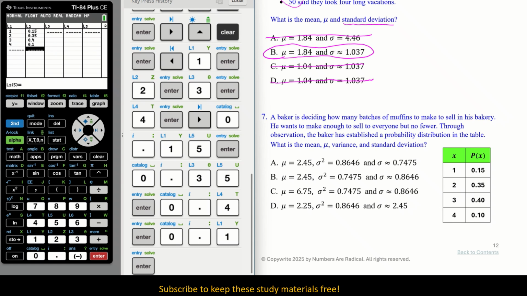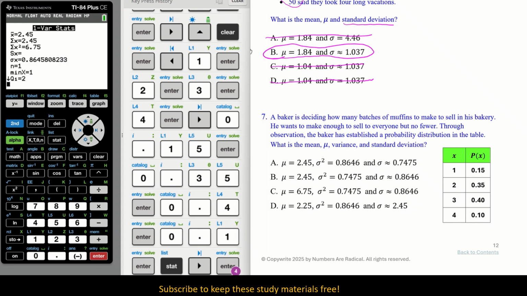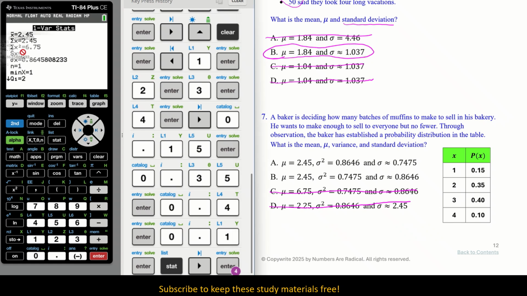I'm just double checking my numbers. Stat, arrow over, and it should be set up already, and it is in L1, L2. Press enter, and we can eliminate C and D. Now we're down to A and B. Of course, we don't know the variance until we calculate it. So let's go over to standard deviation. And looks like we don't have a good sample deviation, so let's go with what they give us. Okay, right? I'll buy that.